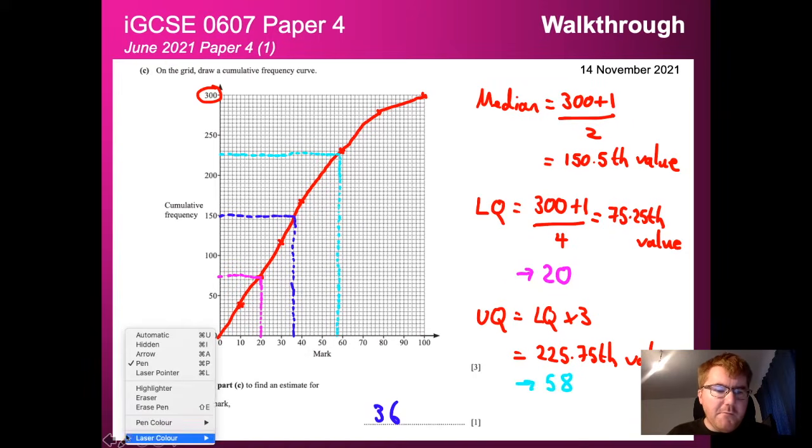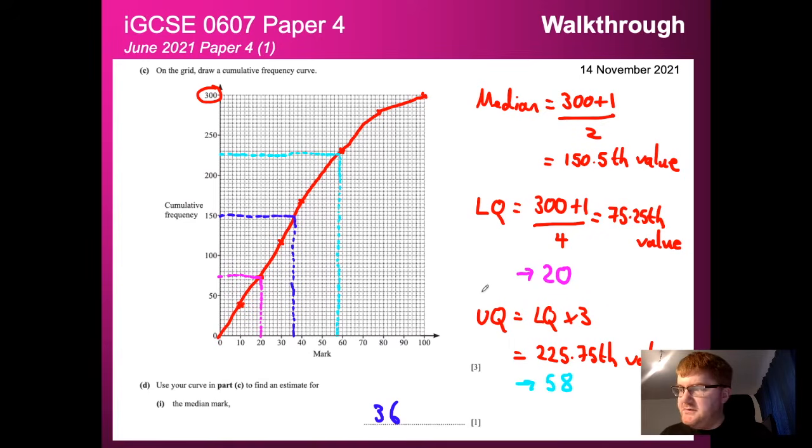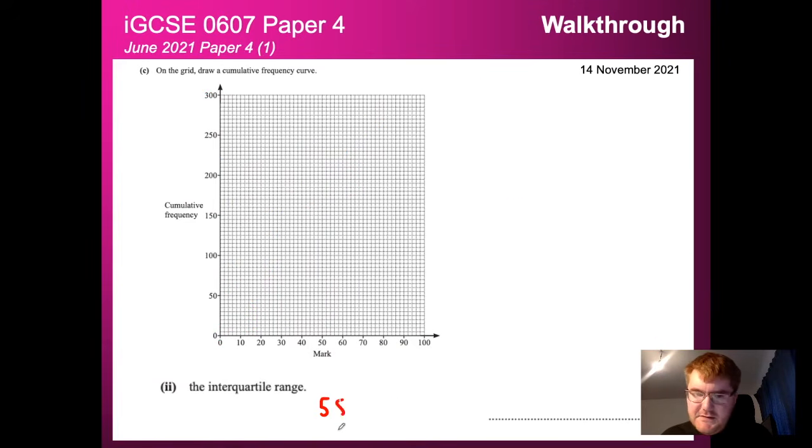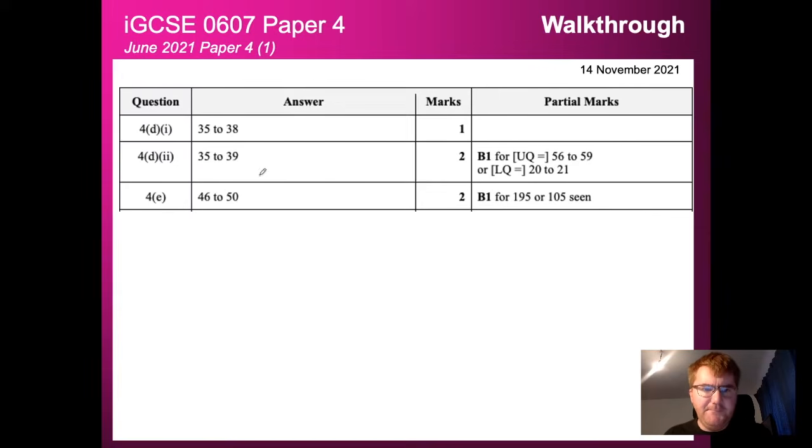And the way we, from those figures there, actually work out the interquartile range is we're going to take one away from the other. So 58, which is our answer here, minus 20, giving us the answer of, and that fits in within the boundaries. I'll show you the answers here. So it fits in within this boundary of 35 to 39.